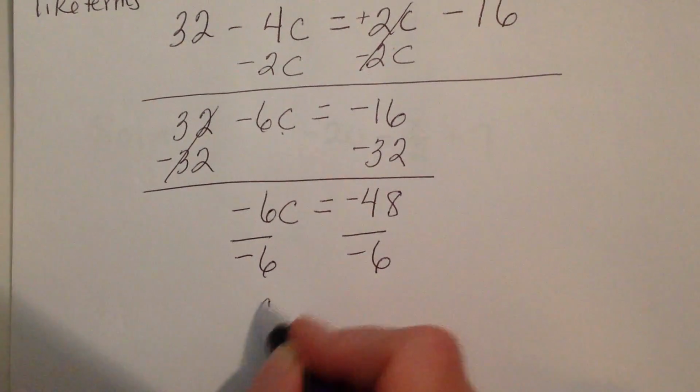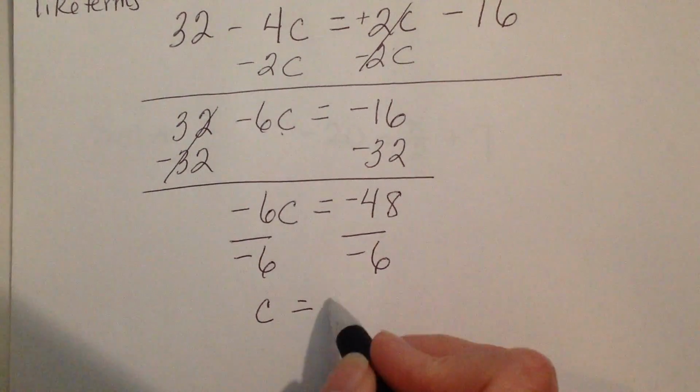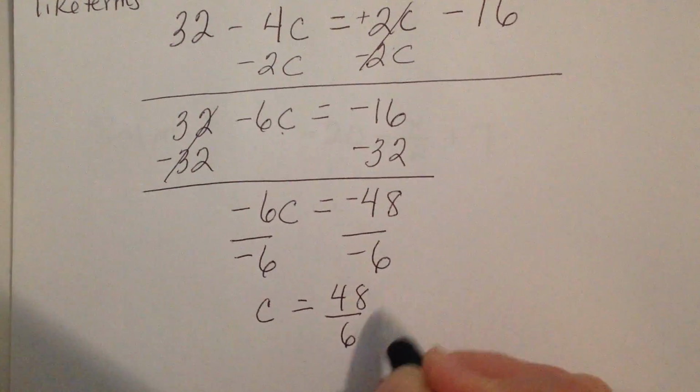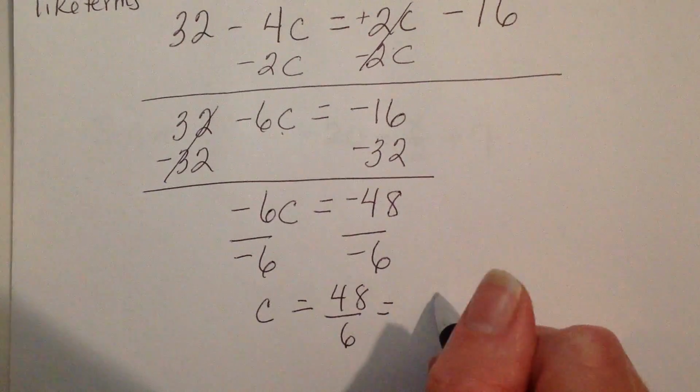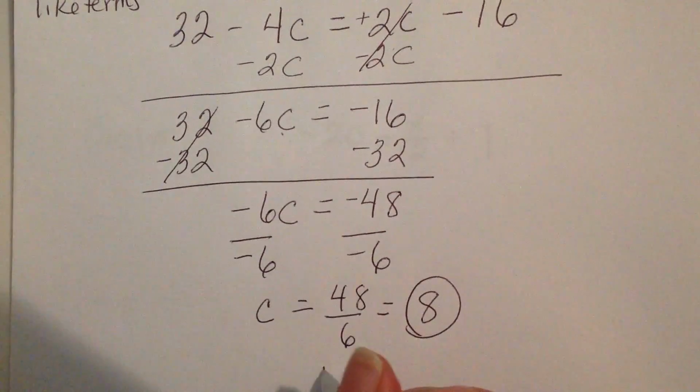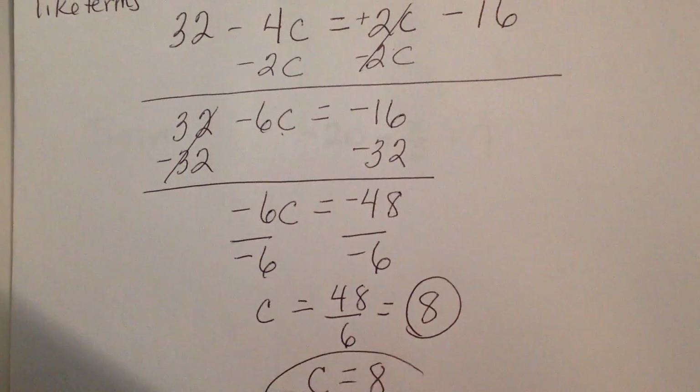Therefore, C equals 48 sixths. A negative divided by a negative gives me a positive, and 48 divided by 6 gives me 8. So your final answer in this problem is 8.